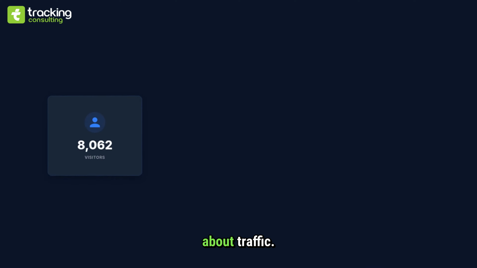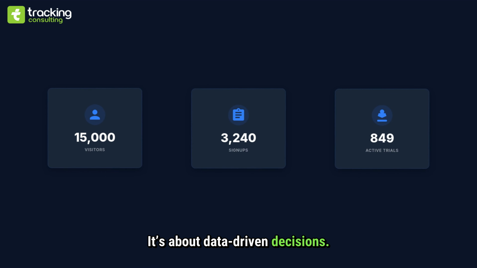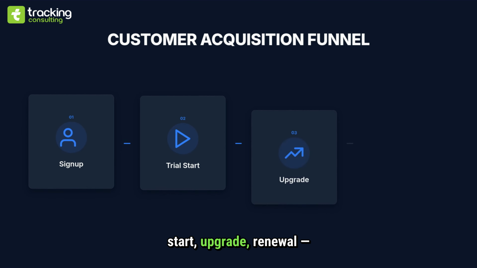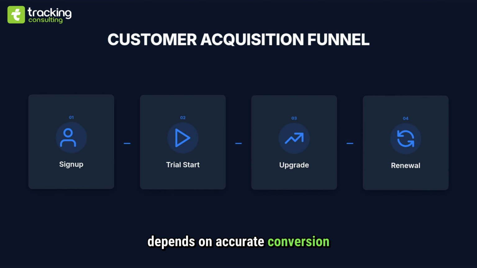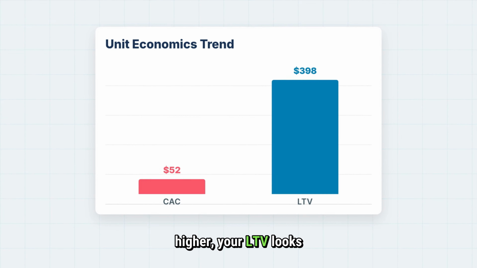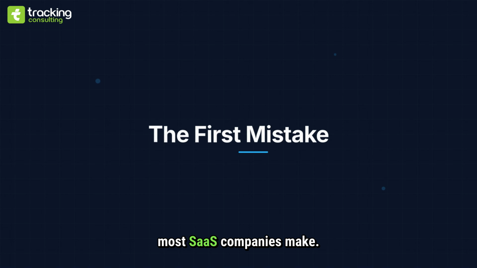SaaS growth is not about traffic, it's not even about clicks, it's about data-driven decisions. Every step in your funnel, sign up, trial start, upgrade, renewal, depends on accurate conversion tracking. If your tracking is wrong, your CAC looks higher, your LTV looks lower, and your marketing looks unprofitable even when it's not.